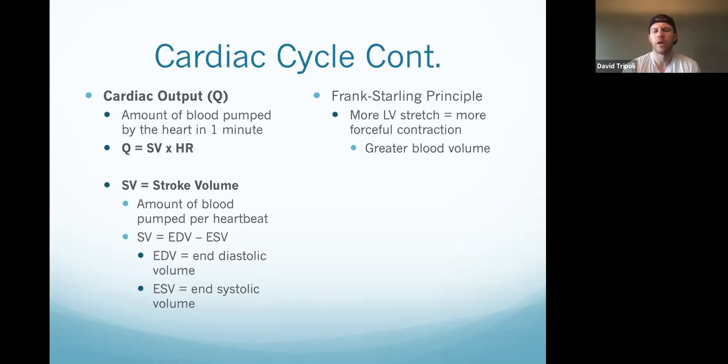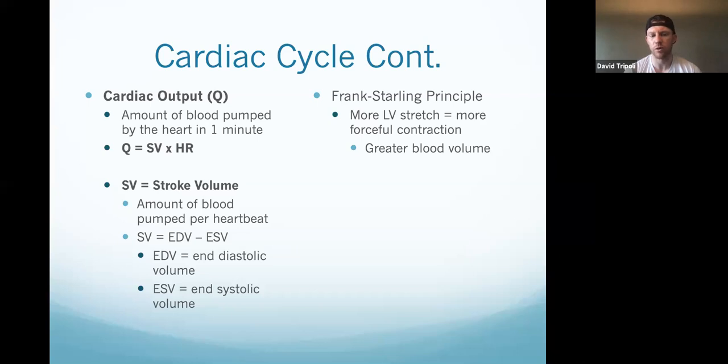A couple more definitions, some calculations that you'll need to look at and understand how to find, or just remember the formulas for them. Cardiac output, or Q is the letter used for that, is the amount of blood pumped by the heart in 1 minute. So how do we find that? It's SV times HR. HR is your heart rate, beats per minute. SV stands for stroke volume, the amount of blood pumped per heartbeat. So stroke volume is how much blood is being pumped per heartbeat, and HR is how many times my heart is beating. That's going to give you your total output, or your cardiac output.